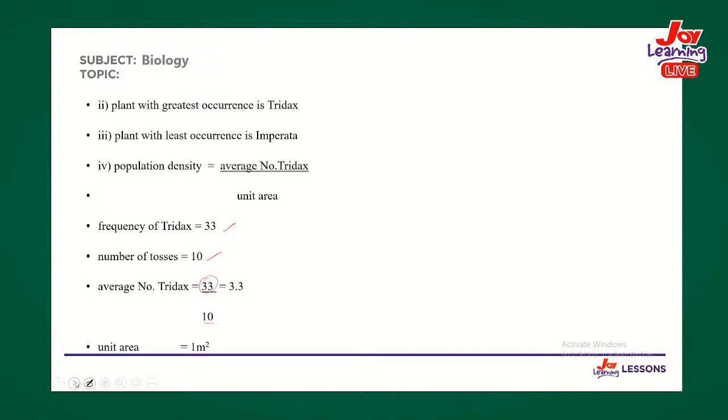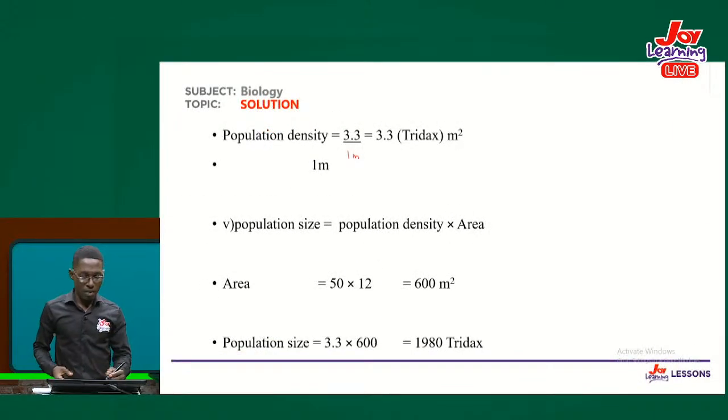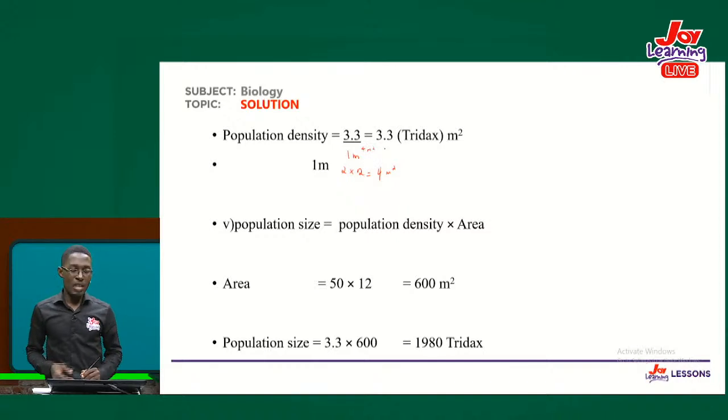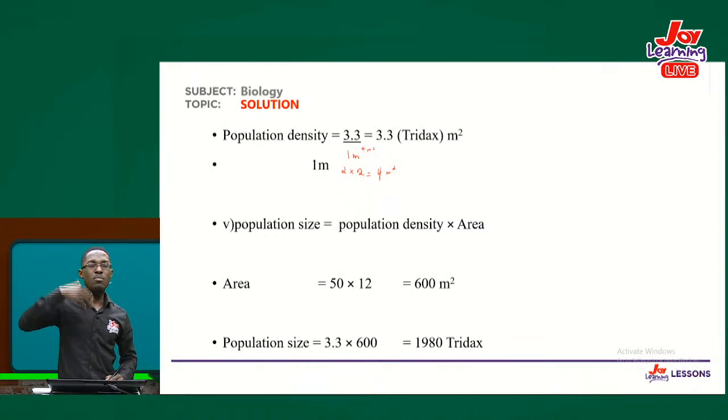Then each was with a 1 meter quadrat. So you are going to divide the 3.3 you got by the 1 meter quadrat. If it was a 2 by 2 meter quadrat, you are going to get a 4 meter square, so you would have put 4 meter square here. That's why you need to repeat this particular area. Because we use a 1 meter quadrat, most times people jump it and go straight to calculating the population size. This stage is important because if they change the quadrat, we are in trouble.